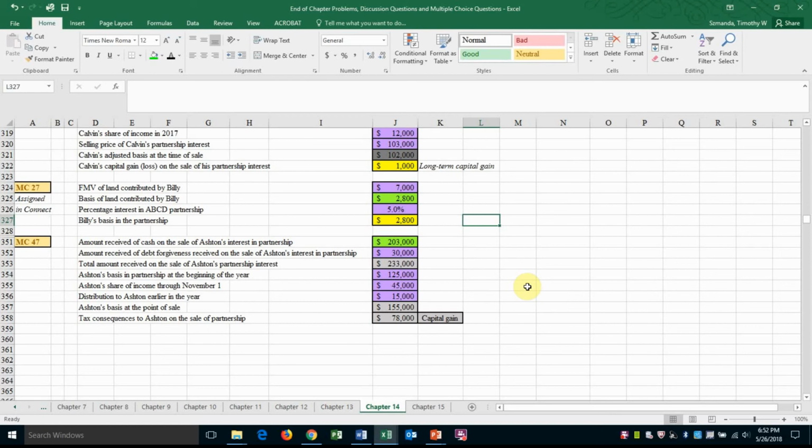Ashton's share of income through November 1st was $45,000, and she received $15,000 of a cash distribution earlier in the year. What are the tax consequences to Ashton for the sale of the partnership interest?